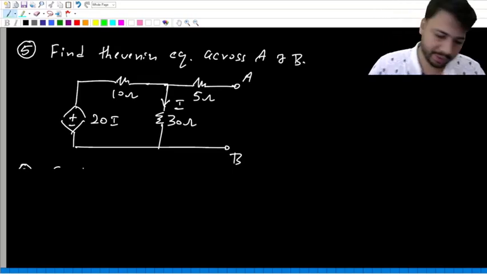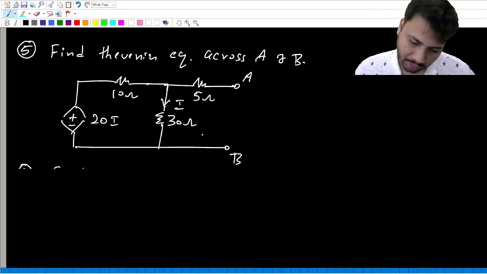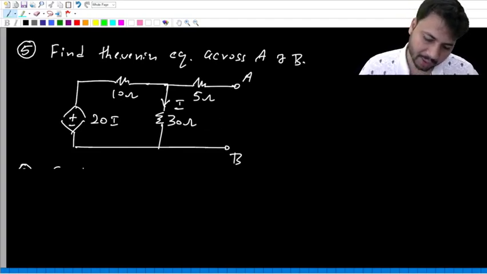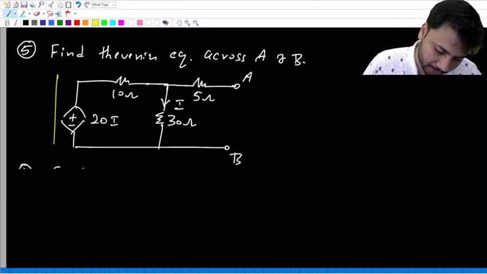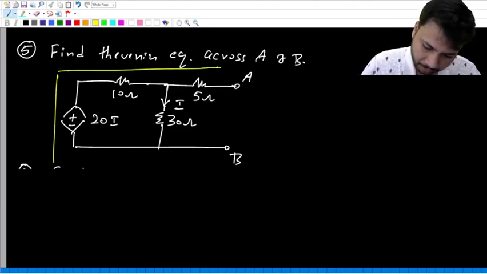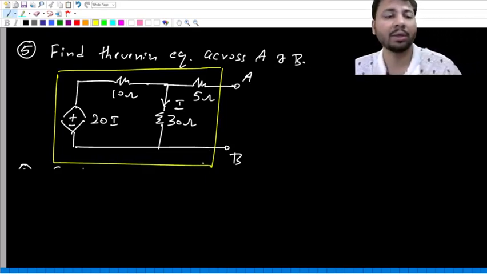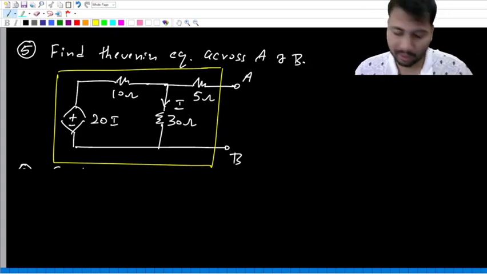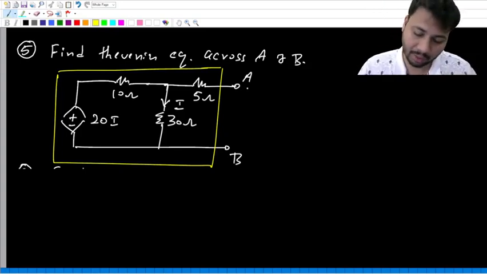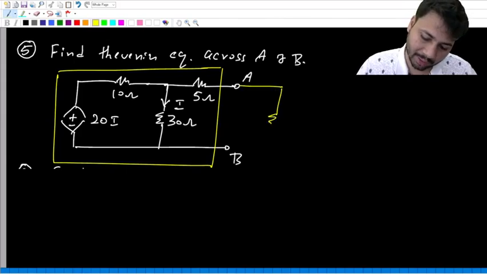Okay, look at the next circuit. So in this circuit, we have to find what? The Thevenin equivalent across A and B. That means this network, this yellow color box should be replaced with its Thevenin equivalent. Again, here there is no load. If at all you want to connect the load, you can connect the load like this.